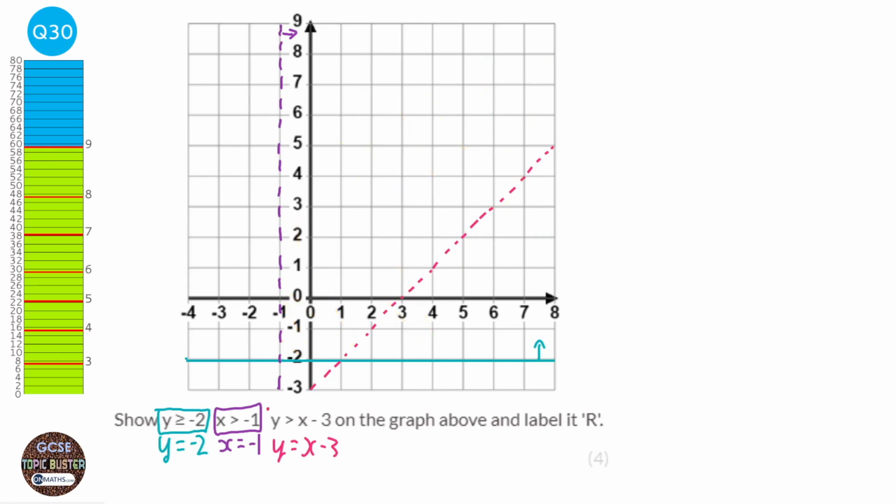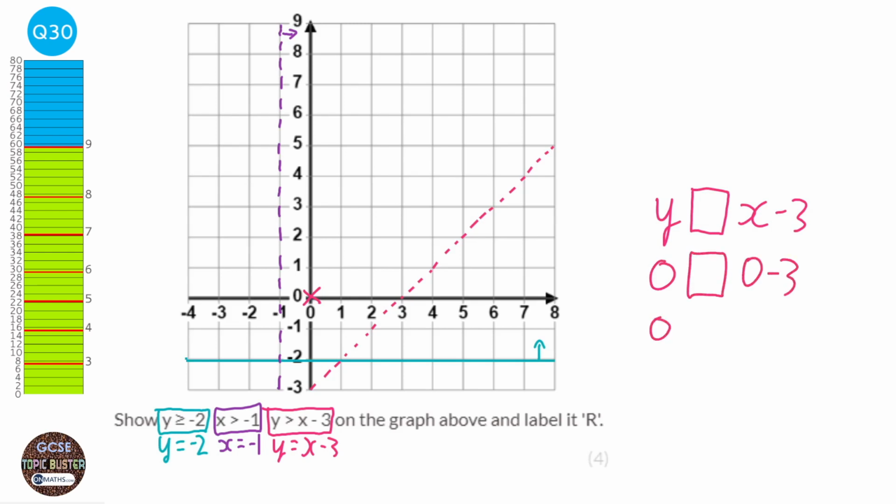And here we're given that y is greater than x minus 3. So what we do here is we pick a point. So I'm going to pick a coordinate, and I'm going to pick 0, 0. 0, 0 is always my go-to one. Write out the equation, and I'm just going to put a box here. So x minus 3, and fill in the coordinates for 0, 0. So 0, blank, 0 minus 3. 0, blank, 0 take away 3 is minus 3.